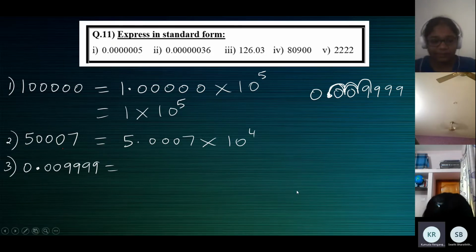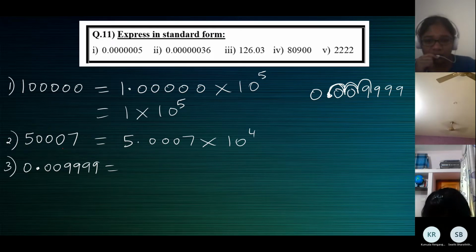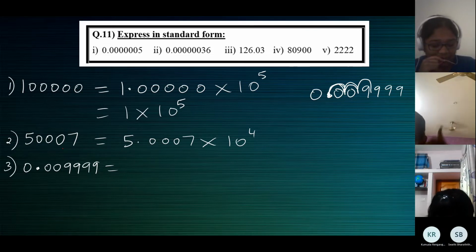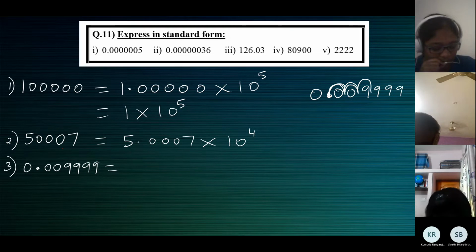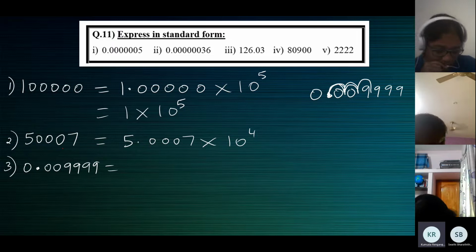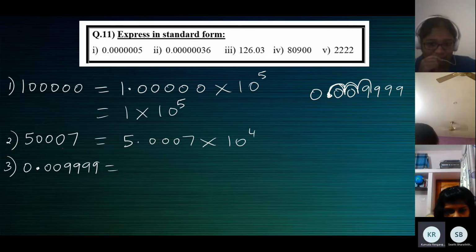Yes, Nandana. Is it 9.999 into 10 power minus 3? Do you feel it is right first? What is the value of k? It should be more than 1. What is your value of k? 9.999. Is it correct, that value of k? Is it less than 10? Yes, ma'am. Yeah, it is less than 10. You're right. You are correct.